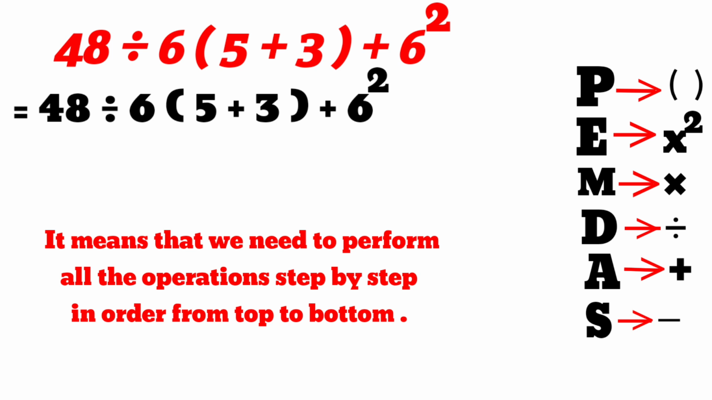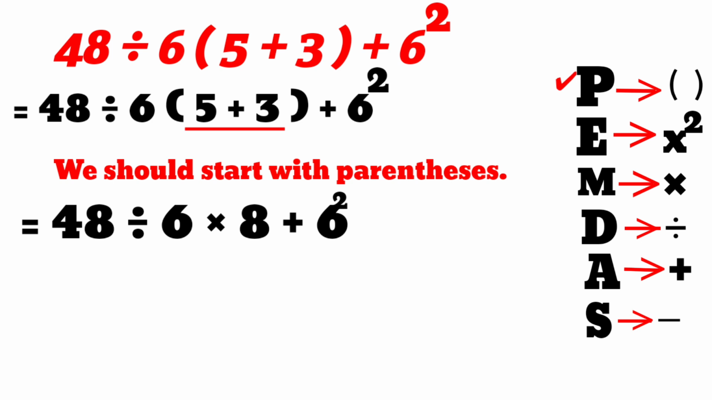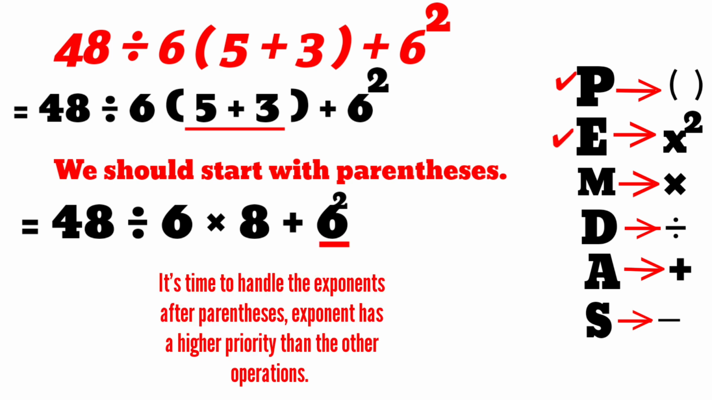It means that we need to perform all the operations step by step in order from top to bottom. Use the rule of P stands for parenthesis. We should start with the parenthesis. We do the addition between 5 and 3 inside the parenthesis, which is equal to 8. So it is 48 divided by 6 times 8 plus 6 square.